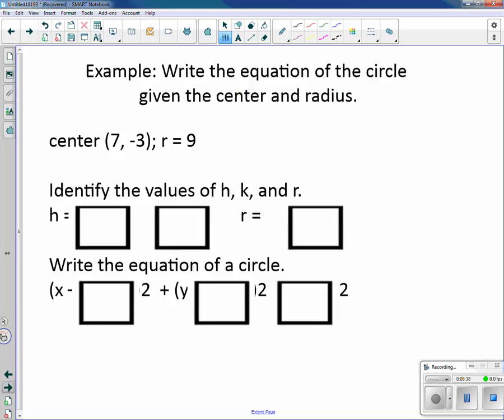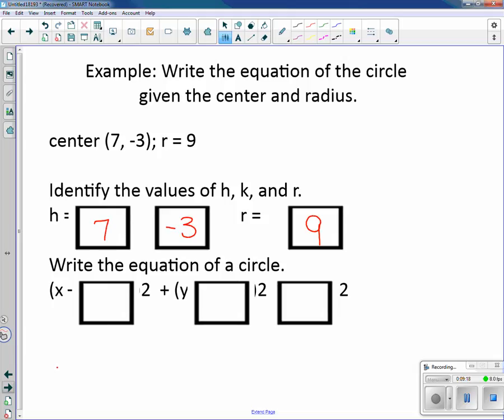So, if you write the equation of the circle given the center and the radius, okay? If you notice this, the center is (7, -3), the radius is 9. What is my h here? 7. What is my k? -3. What is my radius? Perfect. My radius is 9.